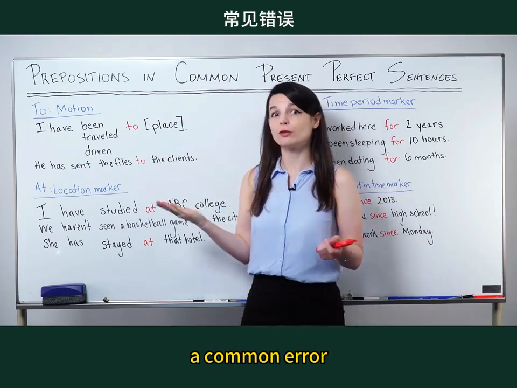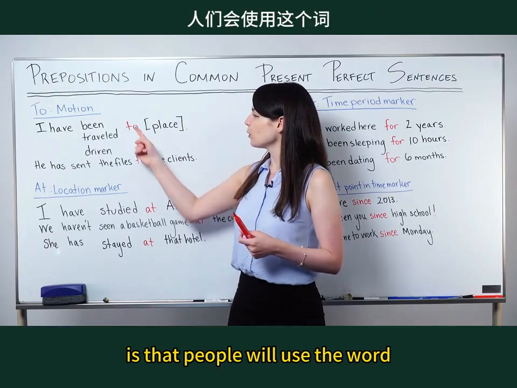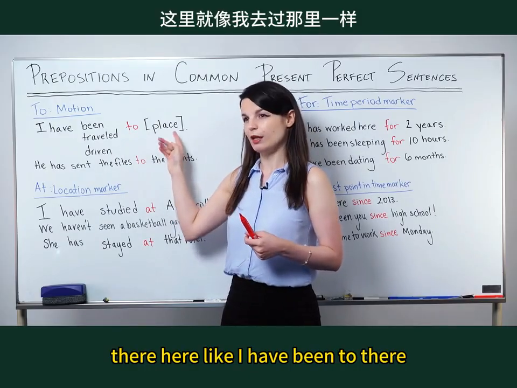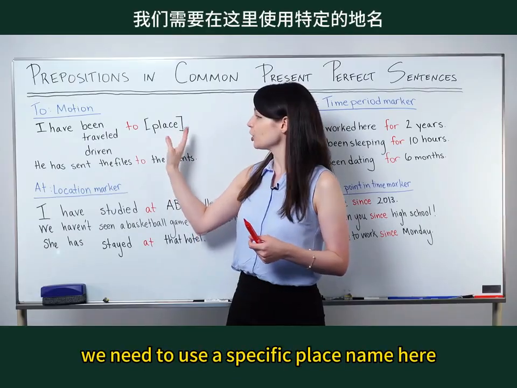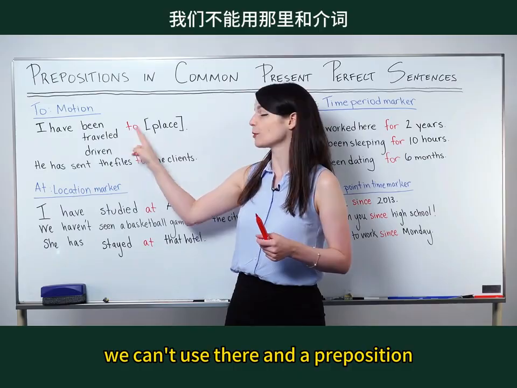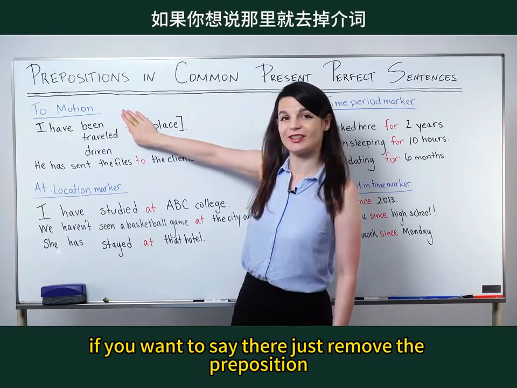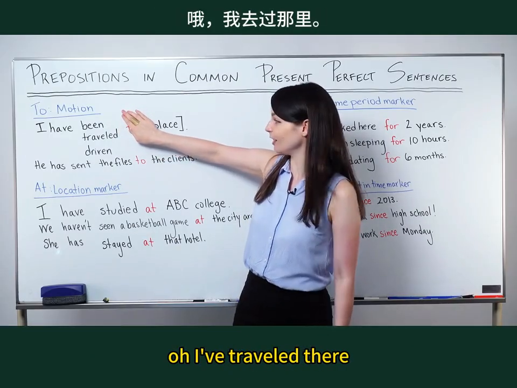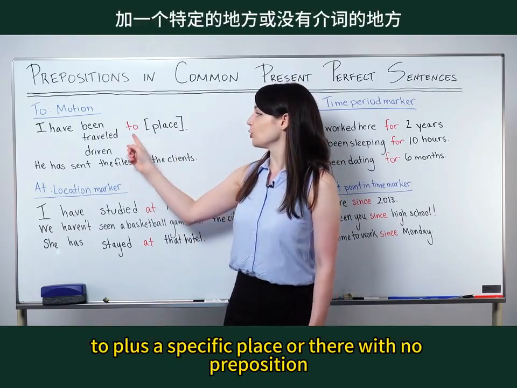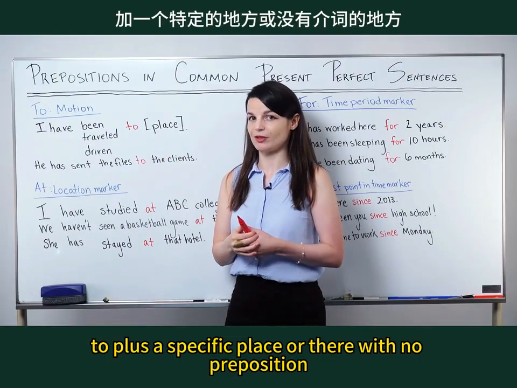A common mistake that I hear among learners is that people will use the word there here, like I have been to there. That's incorrect. We need to use a specific place name here. We can't use there and a preposition. If you want to say there, just remove the preposition. I've been there. I've traveled there. I've driven there. And then it's perfect. So again, to plus a specific place, or there with no preposition.